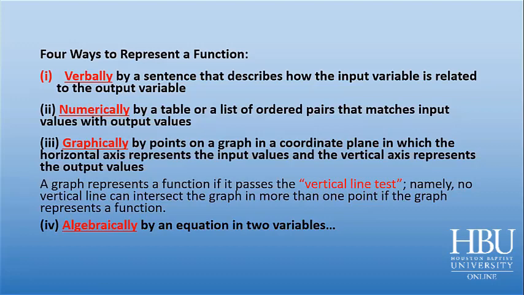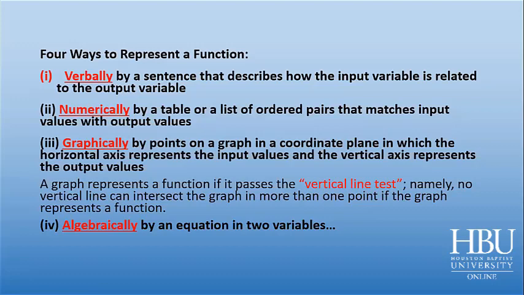A graph is going to represent a function if and only if it passes what is called the vertical line test. Namely, no vertical line can intersect the graph in more than one point if the graph represents a function. If you think about it, if you have 2 points on a vertical line, they have the same x value or input, but different y values, different outputs. And so if you had 2 points on a vertical line, you would be matching the same input with 2 different outputs, and that would not be a function.